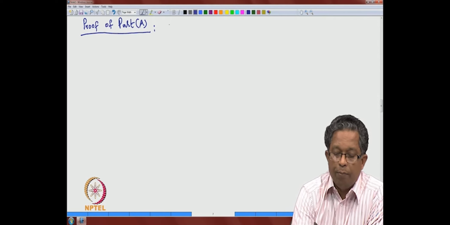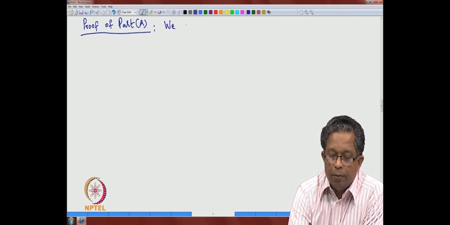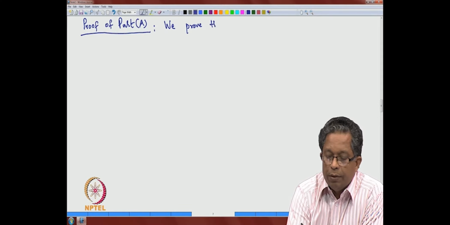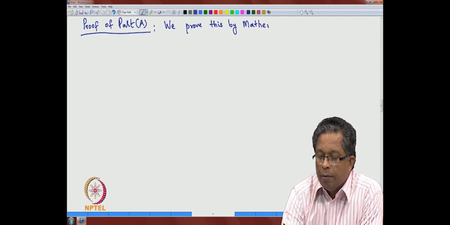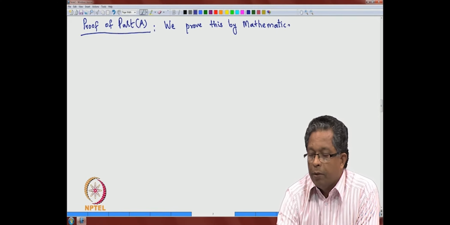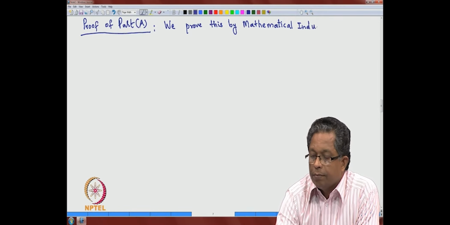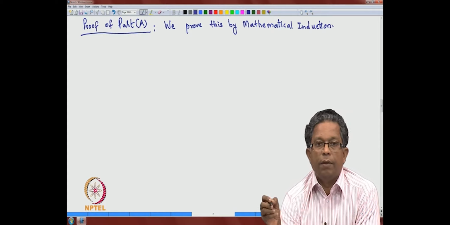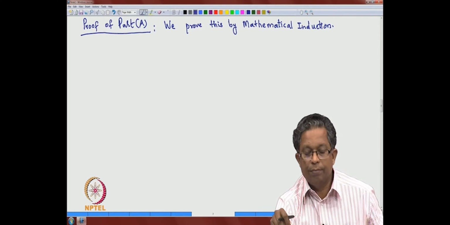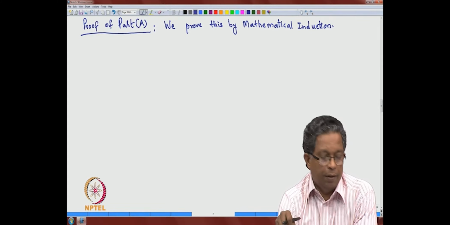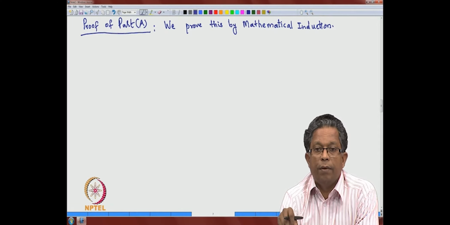We prove this by mathematical induction. That is, we will assume that the result is true for n minus 1, and then we will prove that it is also true for n. Then we will check this is correct for n equal to 1, and then by the method of mathematical induction we conclude that this is true for all n.